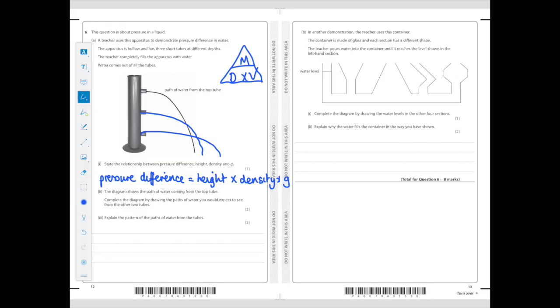Explain the pattern of the paths of water from the tubes. I've accidentally already alluded to this. You want to say that the water at the bottom of the tube has greater pressure and therefore the force acting on it is the greatest, meaning that it travels furthest.